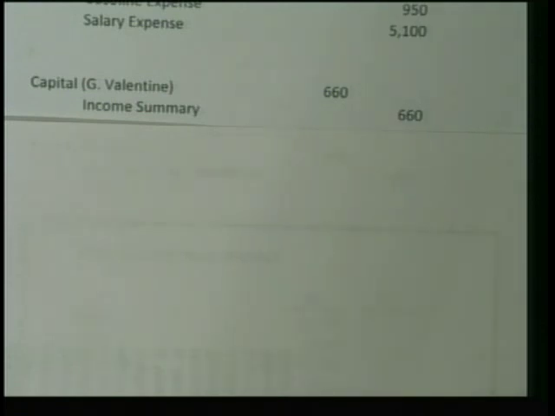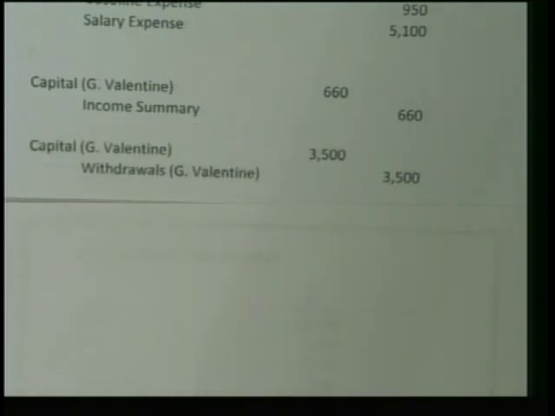And then that final closing entry is the same. We close withdrawals. So that is the third and the fourth closing entry. Questions there?